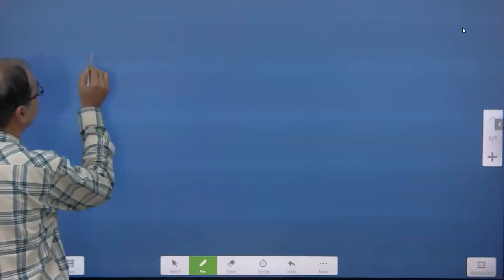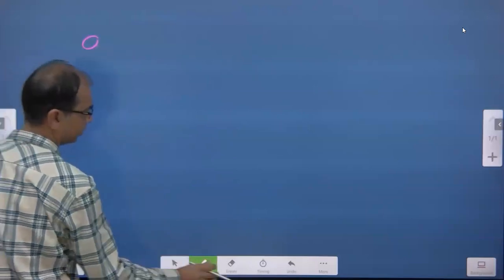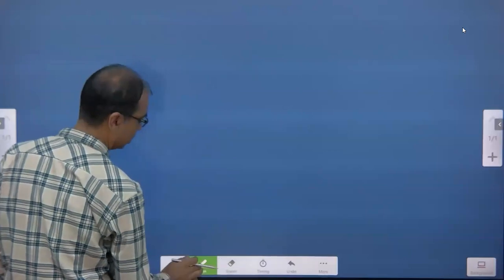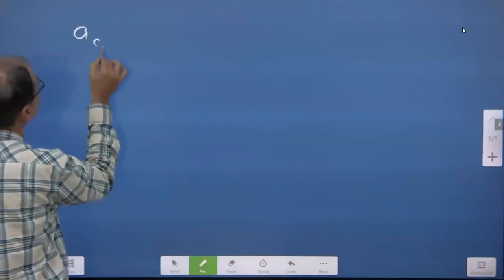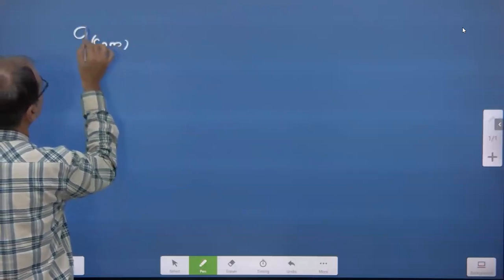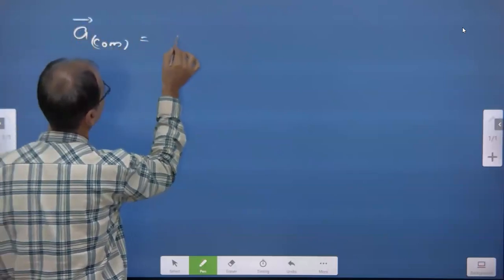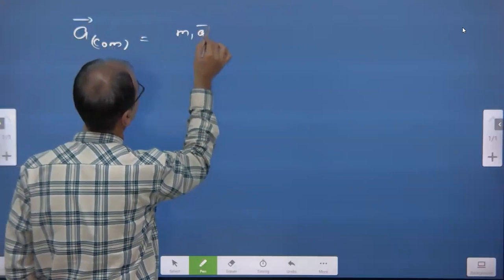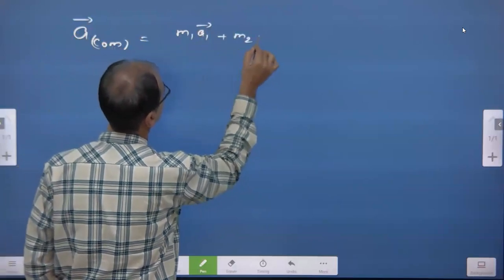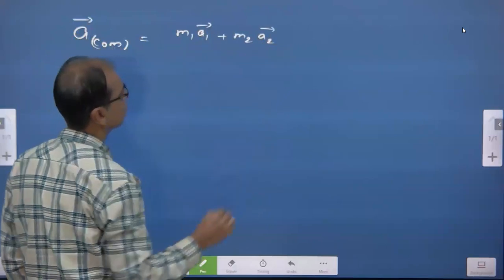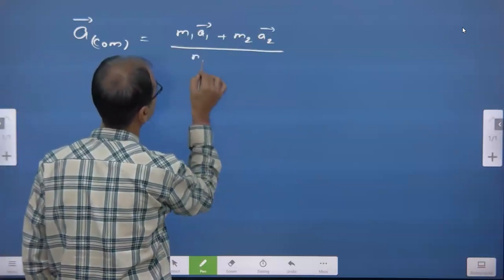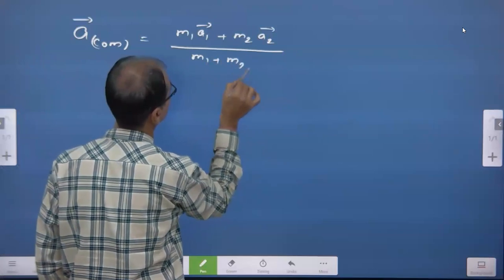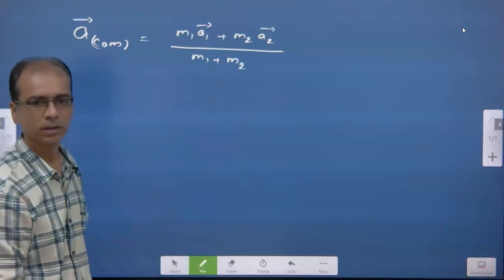So see, yesterday we discussed acceleration of center of mass. In motion of center of mass, we discussed that acceleration of center of mass is equal to m1a1 plus m2a2, suppose there are two particles, divided by m1 plus m2. This is what we discussed.